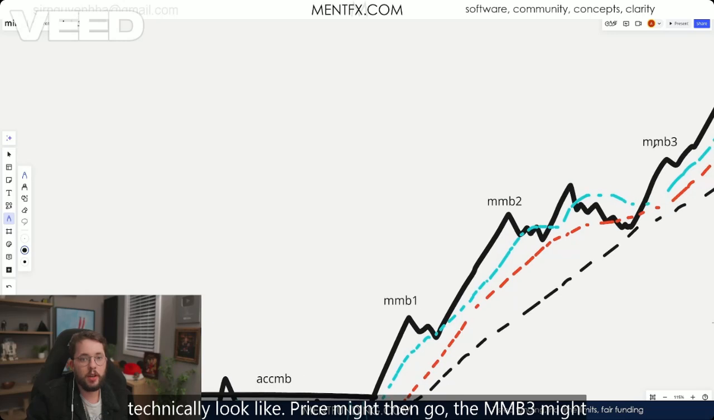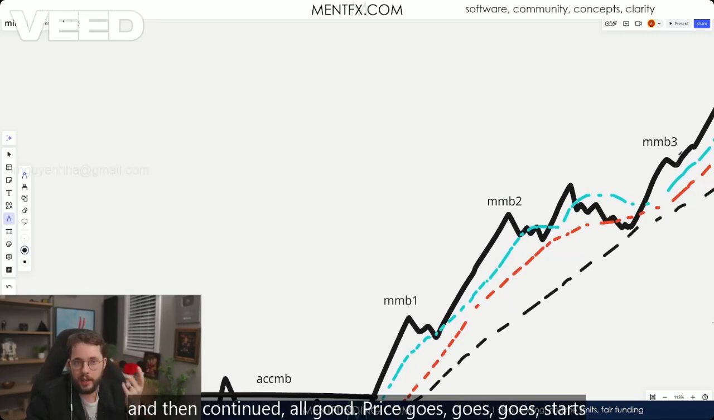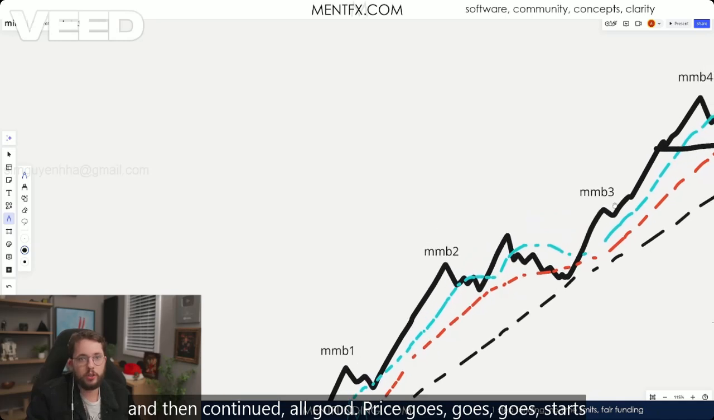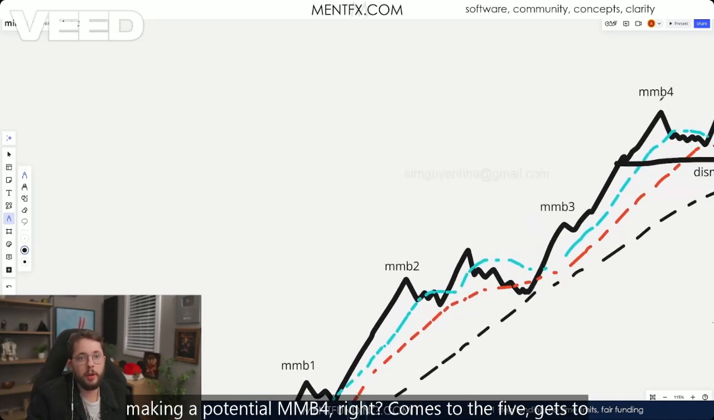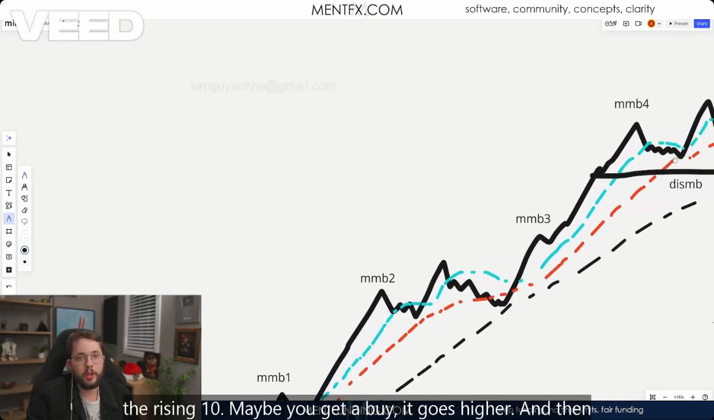Price might then go, the MMB3 might happen, and it might not even be clear enough to trade, but it's clearly an MMB3 because price paused in some way and then continued, all good. Price starts making a potential MMB4, right? Comes to the 5, gets to the rising 10. Maybe you get a buy, it goes higher.